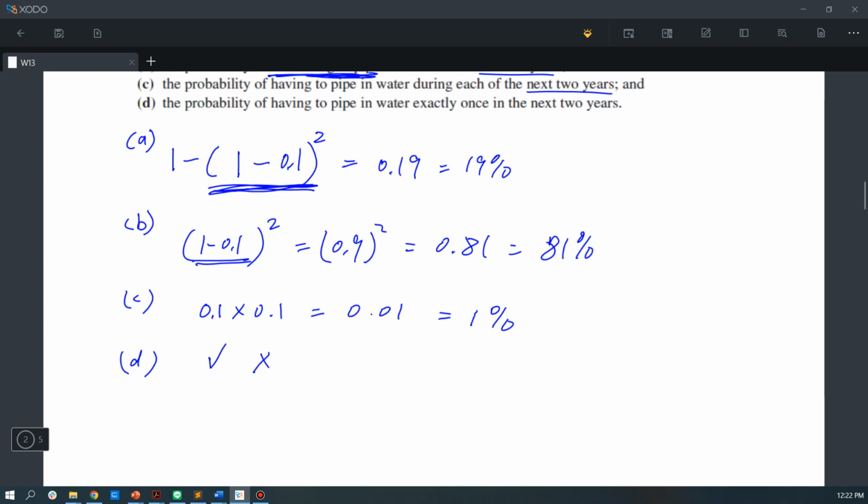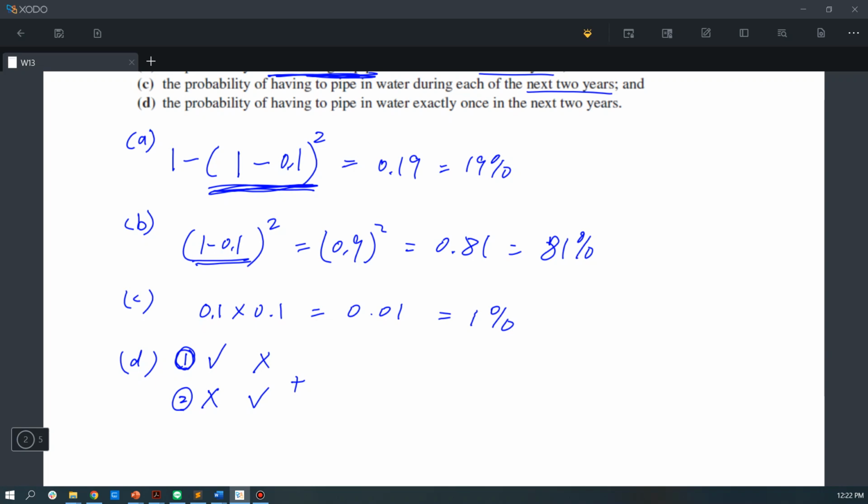The second one is you didn't pipe in the water. You didn't need to pipe in the water in the first year, but you have to pipe in water in the second year. And so you just need to sum these 2 probabilities up to give the overall probability of having to pipe in the water exactly once in the next 2 years.